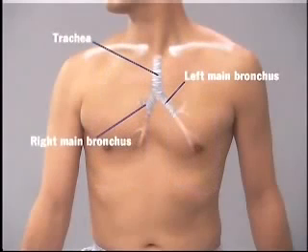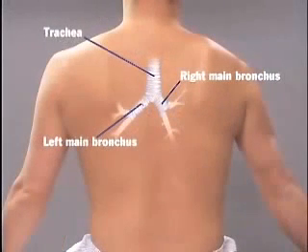The trachea bifurcates into the right and left main stem bronchi at about the level of the sternal angle anteriorly and at about the level of T4 posteriorly. Breath sounds near these areas usually have a harsher quality than those elsewhere on the chest.